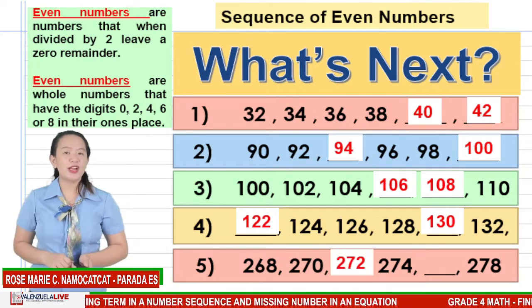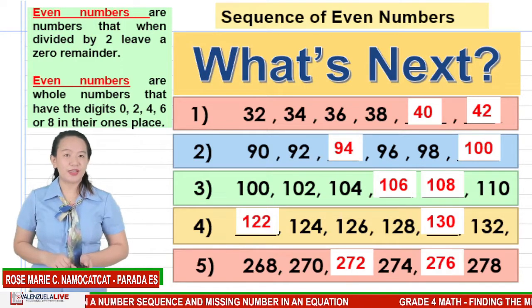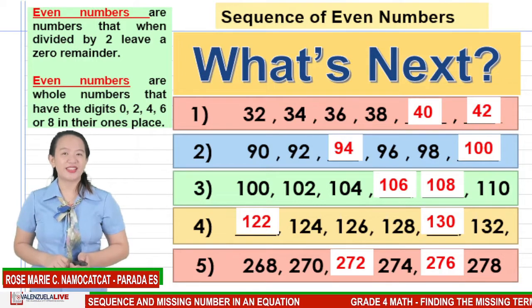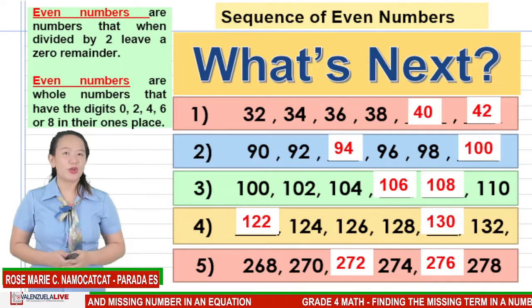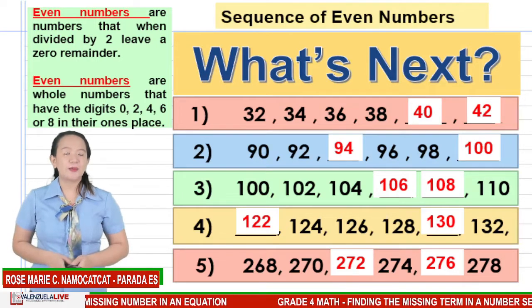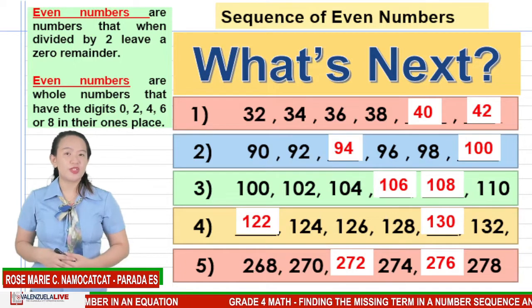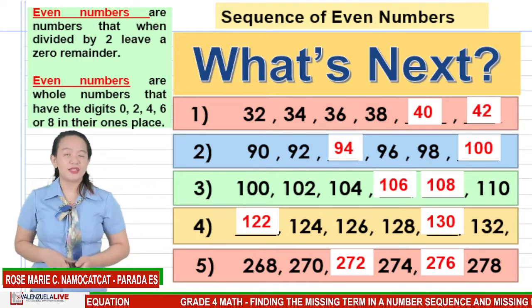We have here 272 and then 276. Did you get the same answer? Okay, great. Now you know that all of these numbers are what we call even numbers. So as you can see, we need to know the different patterns or rules before we get the next number in a sequence.